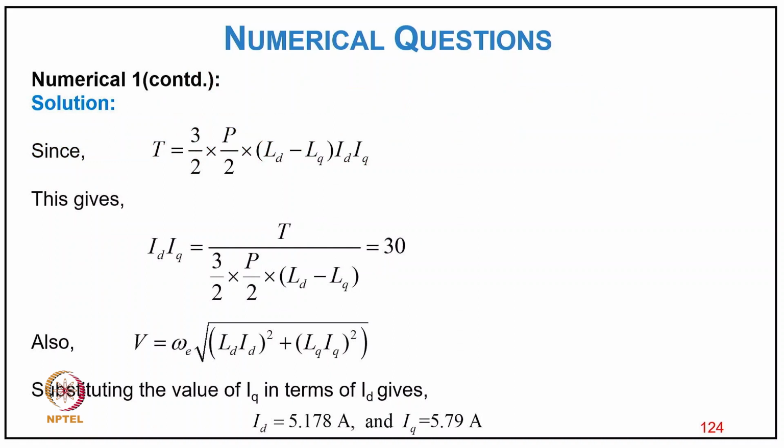So now coming to the solution, T equal to 3/2 P by 2 (LD minus LQ) ID IQ. Then ID IQ comes 30, and V equal to square root of (LD ID) square plus (LQ IQ) square. So substituting this IQ in this, ID comes 5.178 and IQ comes 5.79.